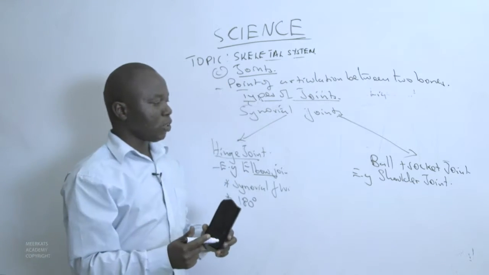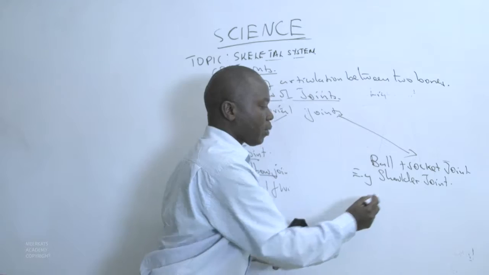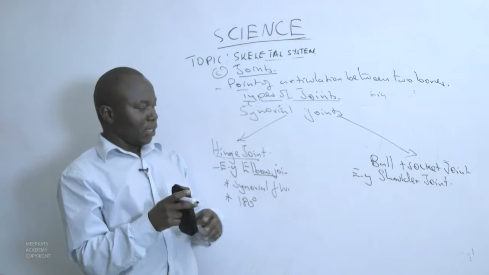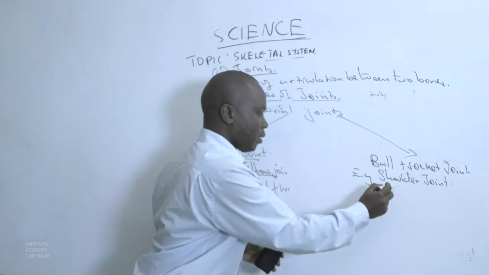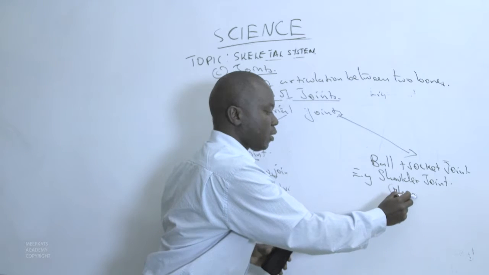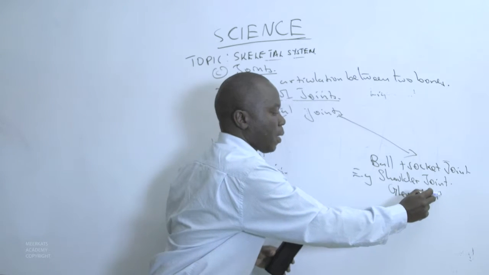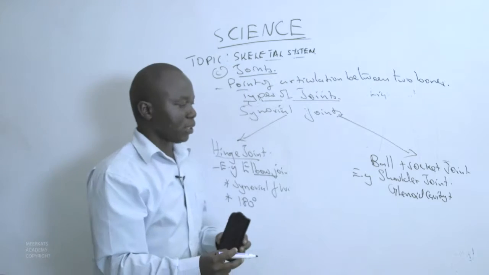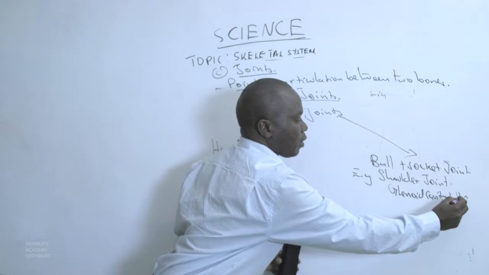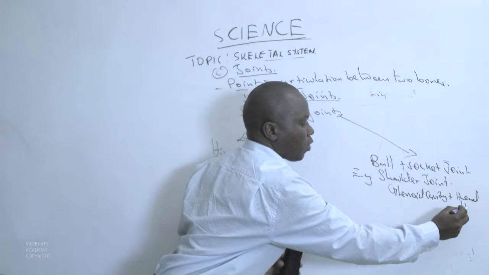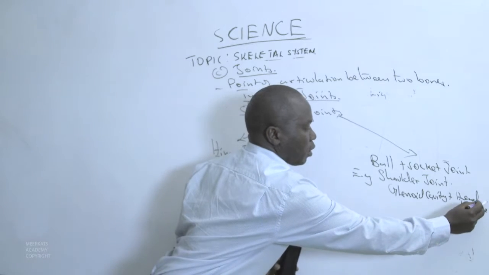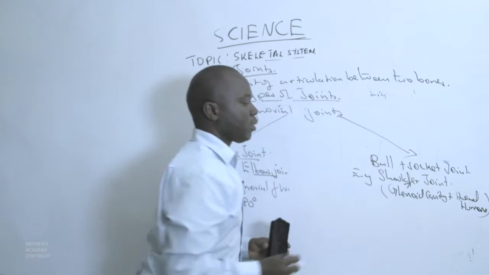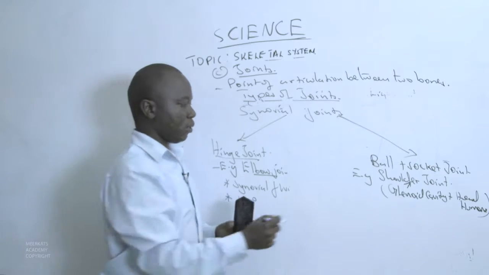Shoulder joint. In the shoulder joint, we have the scapula, which has a cavity called the glenoid cavity. The glenoid cavity articulates with the head of the humerus, and then it forms the shoulder joint.